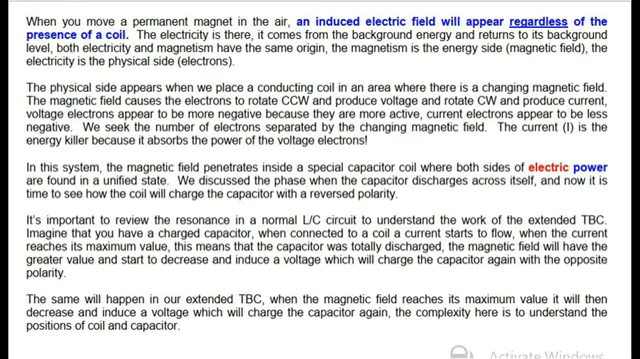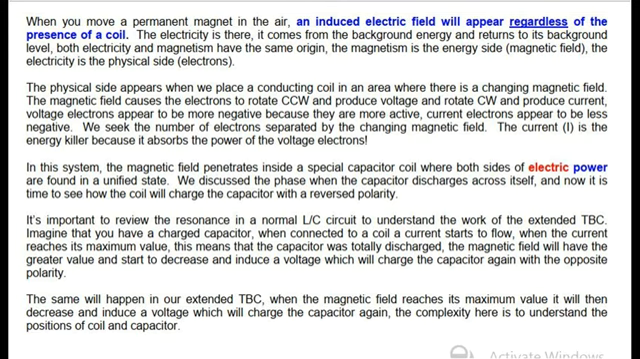The physical side appears when we place a conducting coil in an area where there is a changing magnetic field. The magnetic field causes the electrons to rotate counterclockwise and produce voltage, and rotate clockwise and produce current. Voltage electrons appear to be more negative because they are more active, current electrons appear to be less negative. We seek the number of electrons separated by the changing magnetic field. The current, I, is the energy killer because it absorbs the power of the voltage electrons.